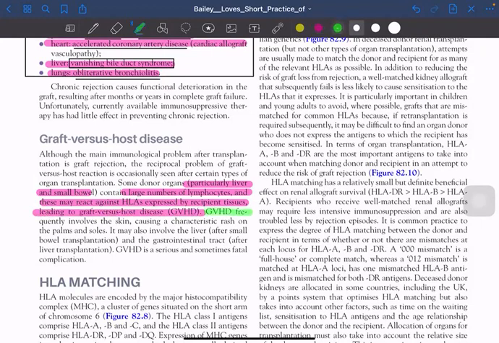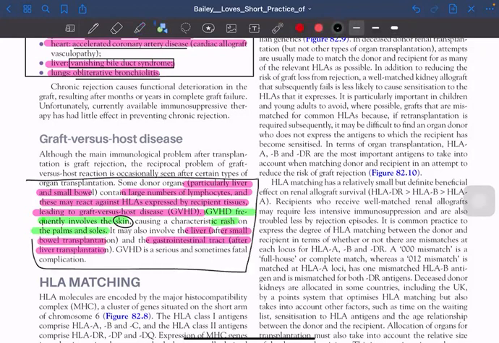Graft-versus-host disease frequently involves the skin, causing a characteristic rash on the palms and soles. It may also involve the liver after small bowel transplantation and the GI tract after liver transplantation. These points are very important. And it's a fatal condition. GVHD is a fatal complication.